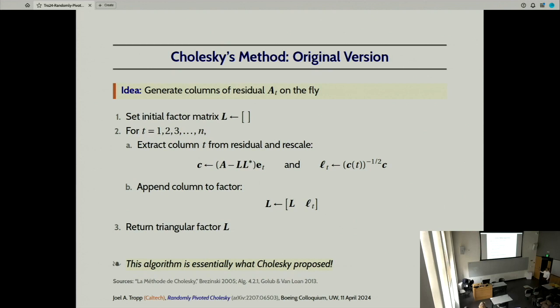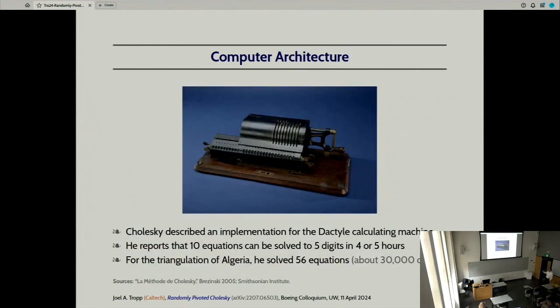And up to the organization of these calculations is exactly what Cholesky proposed. And the reason was that his computer looked like this. This is called a dactyl adding machine, calculating machine, and it was able to perform this product, sum, accumulate, divide operation in one step. And so his algorithm was designed explicitly to take advantage of the strengths of this machine that he had.